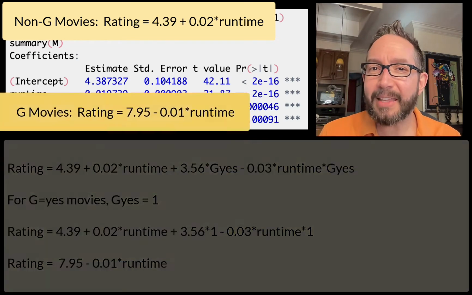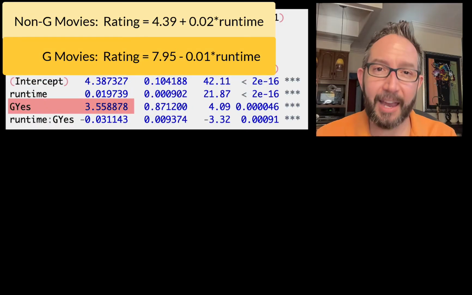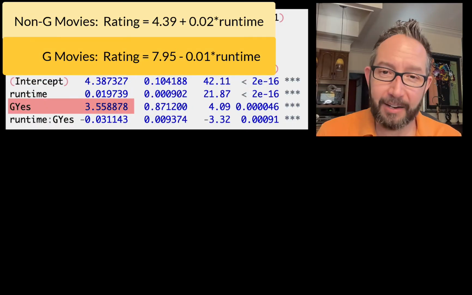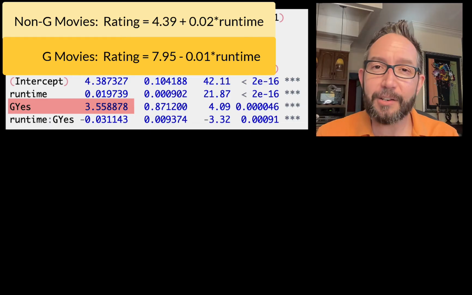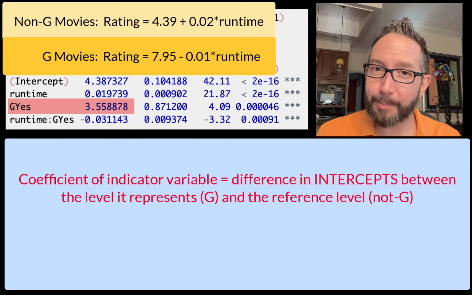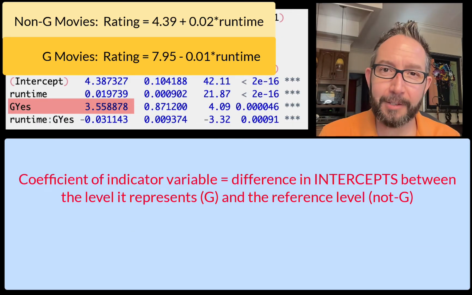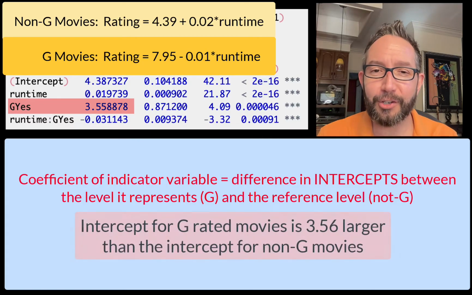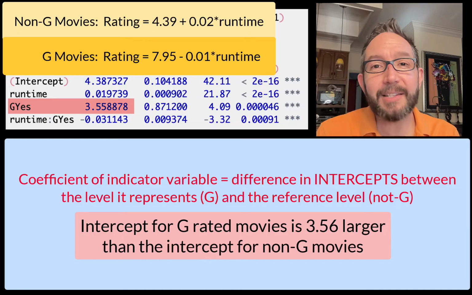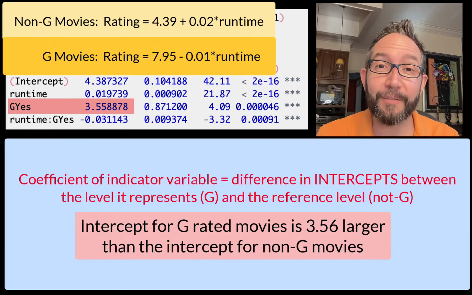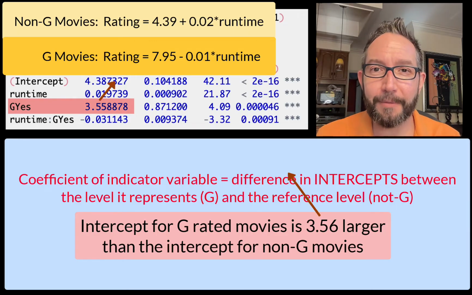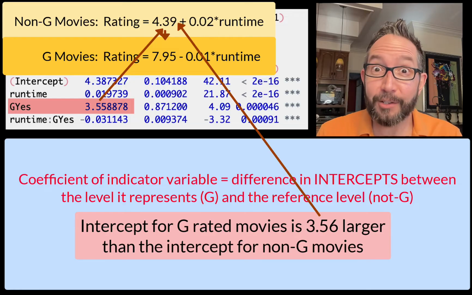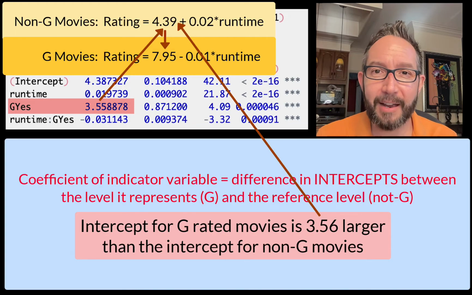And so we see that the coefficient of the indicator variable that is not involved in the interaction lets us know what the difference in the intercepts is between that level and the reference. So here, the coefficient of our indicator variable for being a G-rated movie, 3.56, is letting us know that the intercept is 3.56 higher than the intercept for non-G-rated movies, and so the new intercept becomes 7.95.